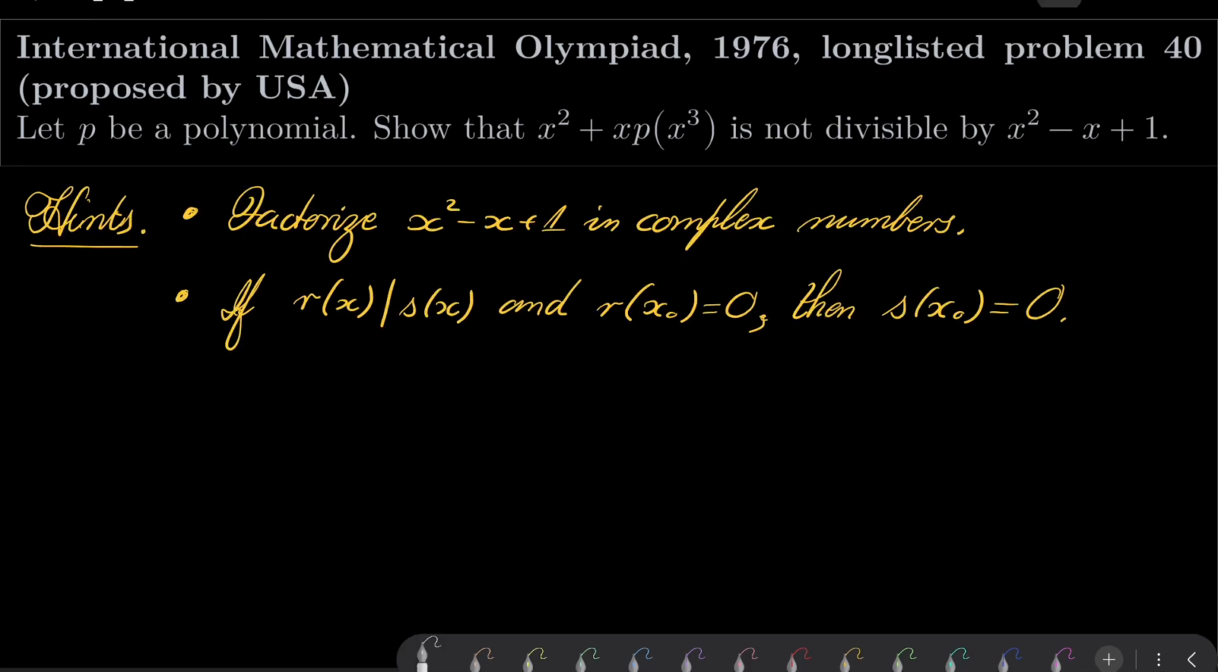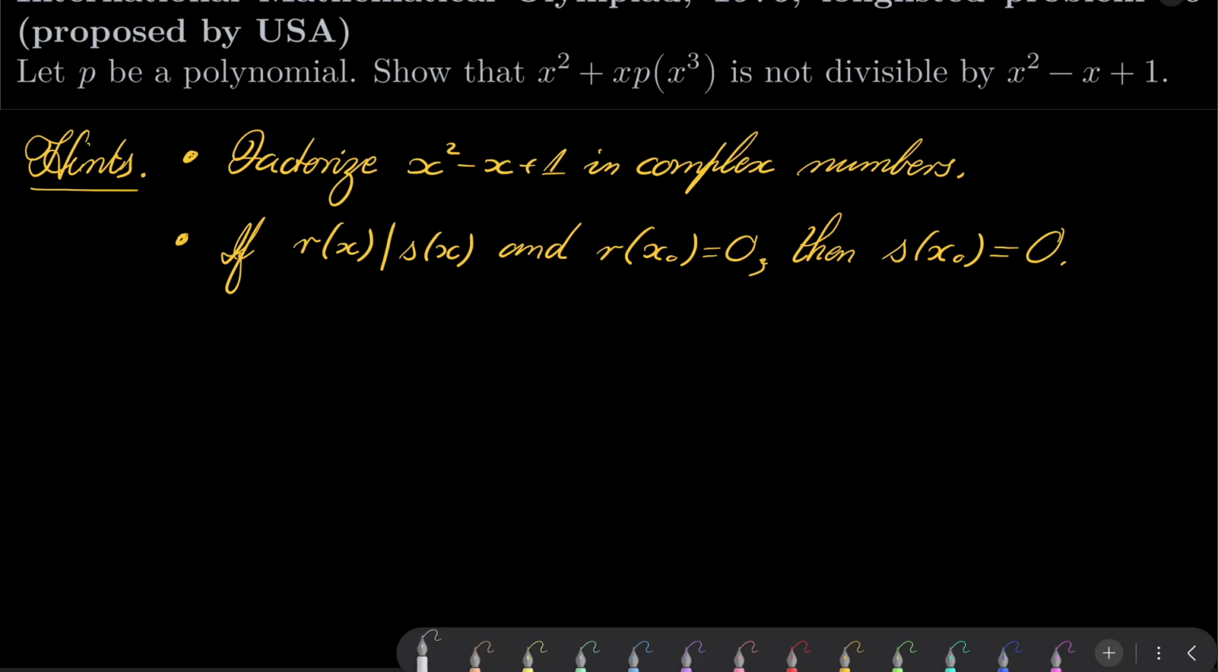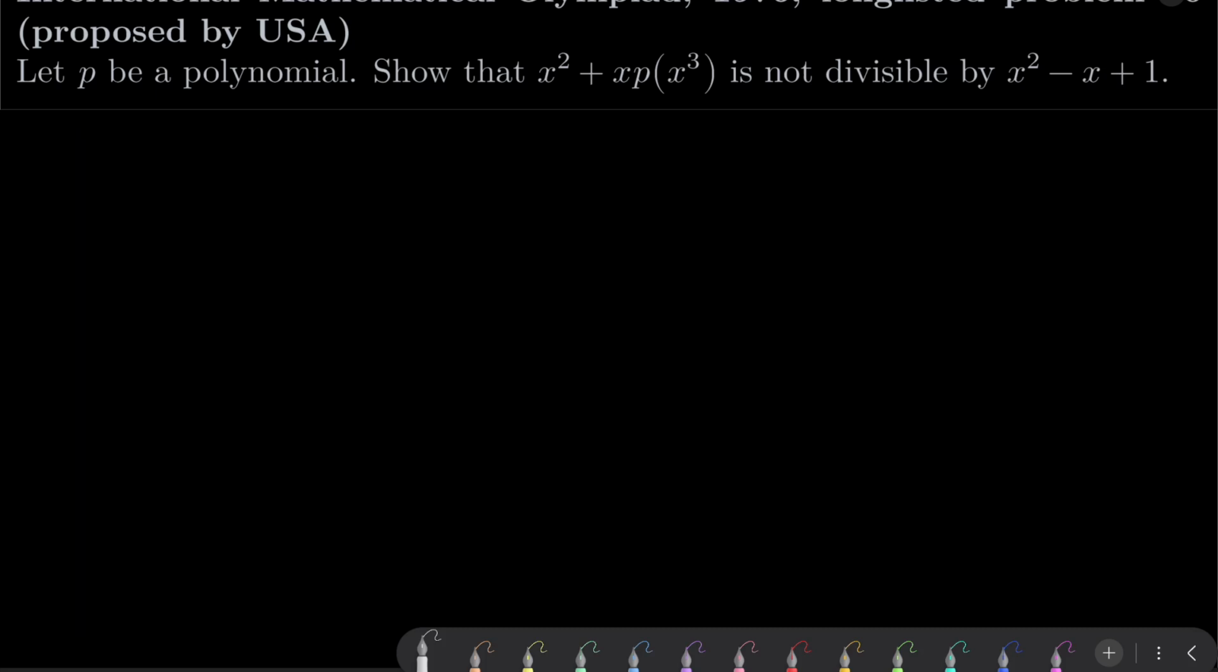First, factorize x squared minus x plus 1 in complex numbers. Use the primitive cube roots of unity. And notice this well-known fact that if we have two polynomials, r divides s, and if x0 is a root of r, then it must also be a root of s. So give this problem a try.